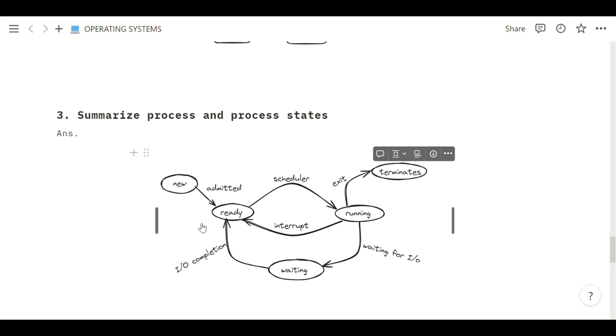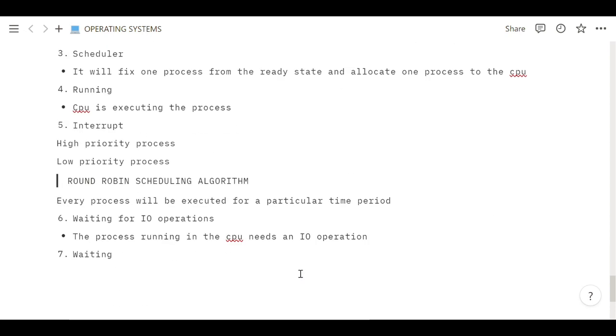I have told you, right? Whenever the interrupt happens, where will the ongoing process be stored? It will be stored in waiting. First the higher priority process will be running here, and the ongoing process which has less priority will be sent to the waiting. So this is nothing but the waiting state.